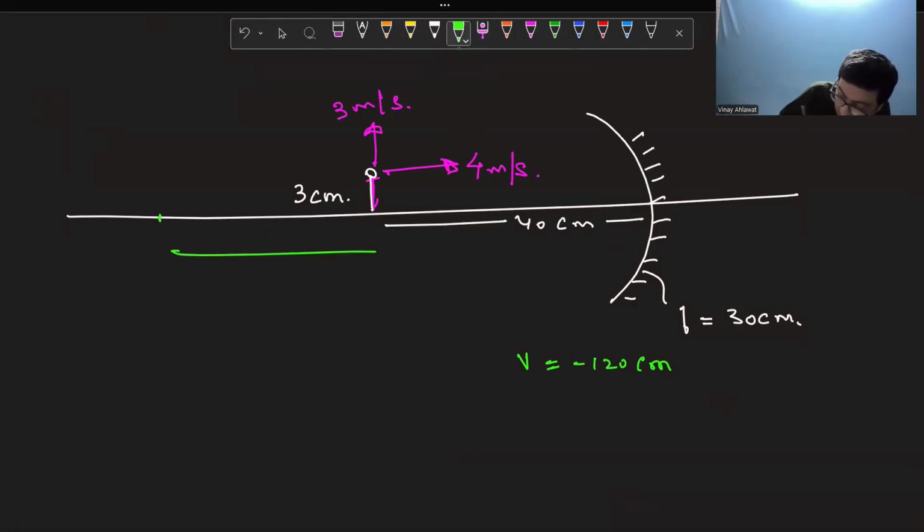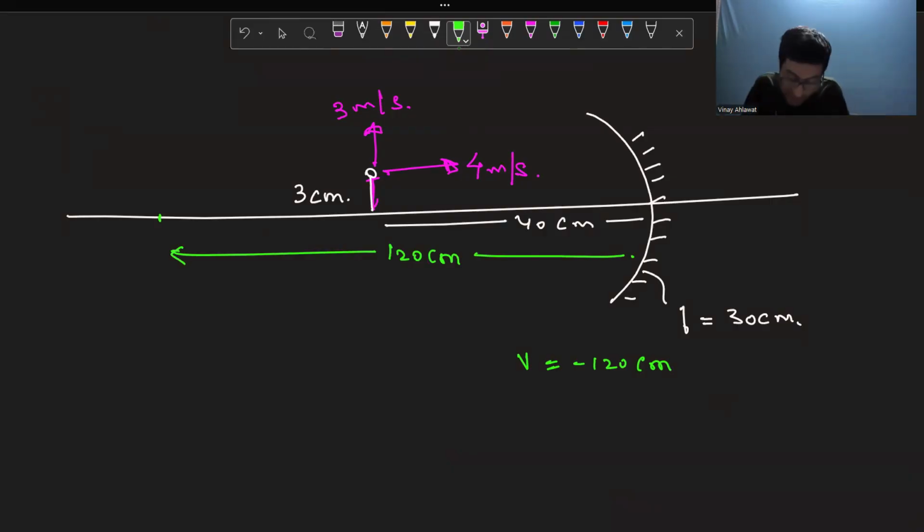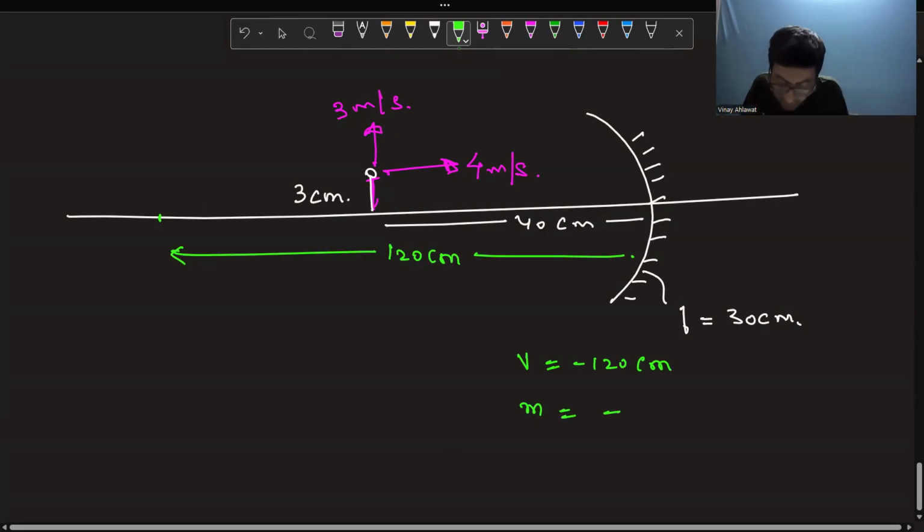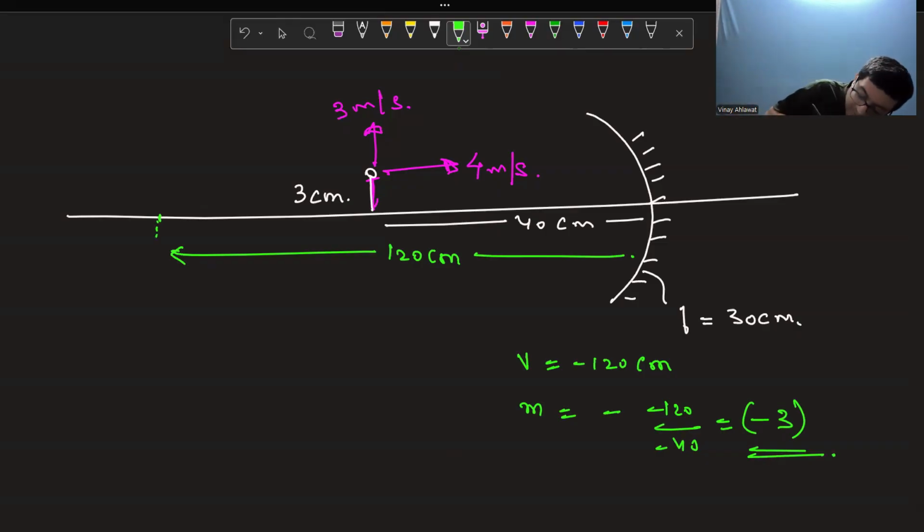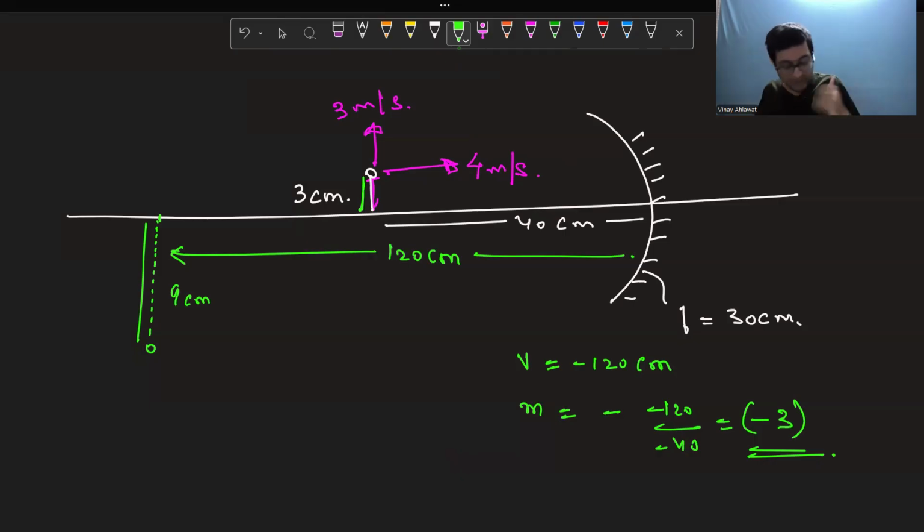This should be 120 centimeter. Now the magnification. Magnification is minus of v, is minus 120, u is minus 40. That's minus 3. Magnification is minus 3. So minus 3 means that the image is inverted and it is 3 times the object size. So this should technically be 3 times 3 centimeter. This is 9 centimeter. Agreed? Yes, sir. That is one thing.